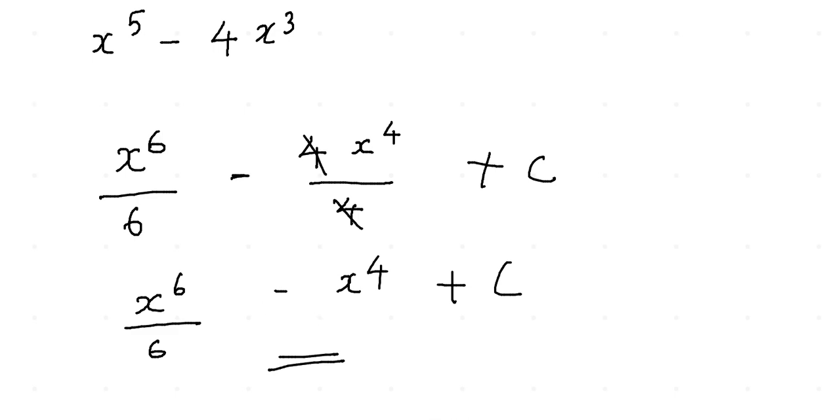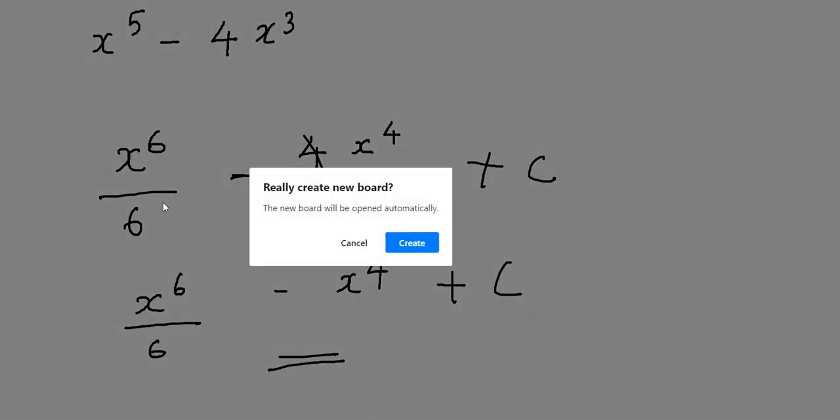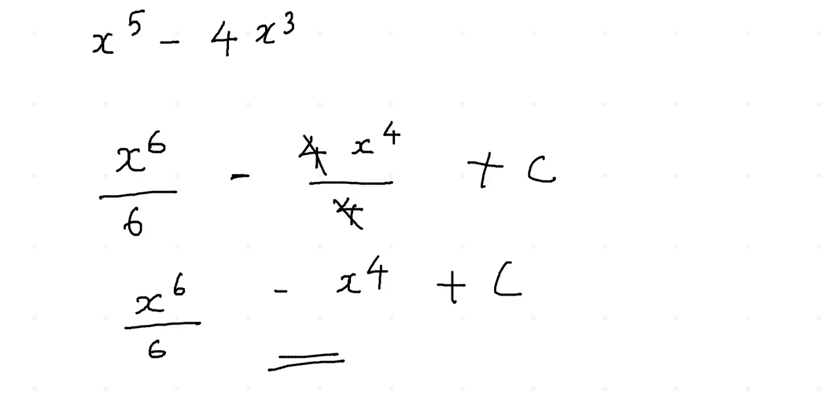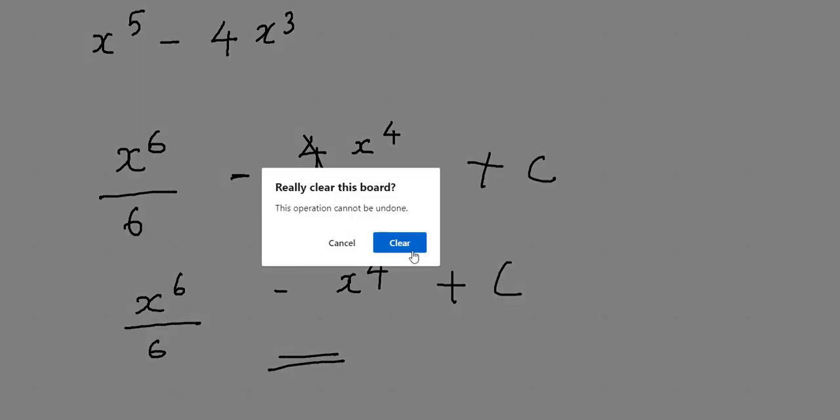Let me clear the board. Okay, so now we're going to look at this. Find the antiderivative of x minus 1 the whole square, right? Now you do remember that we did have a formula, and I'm going to write that formula down here.